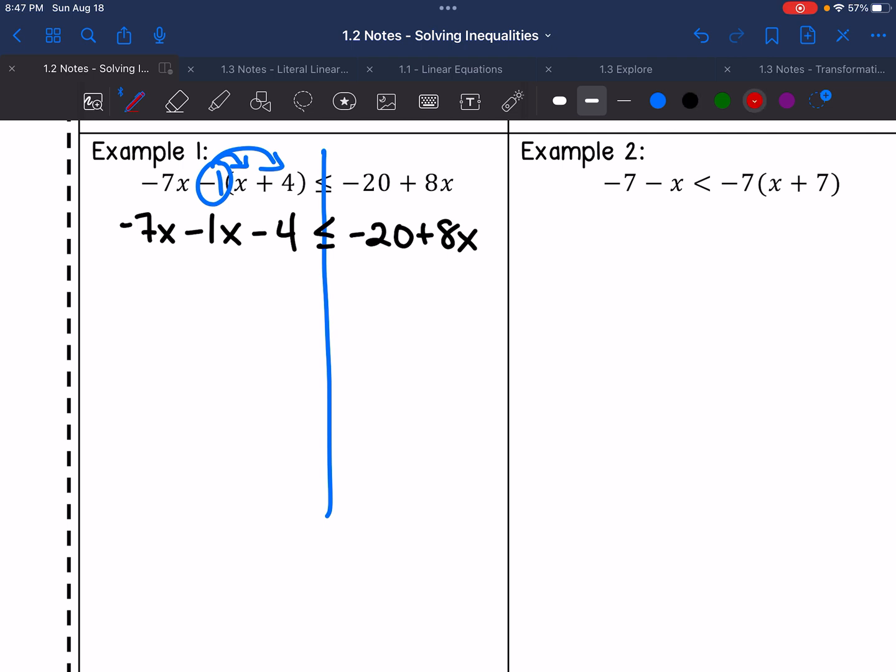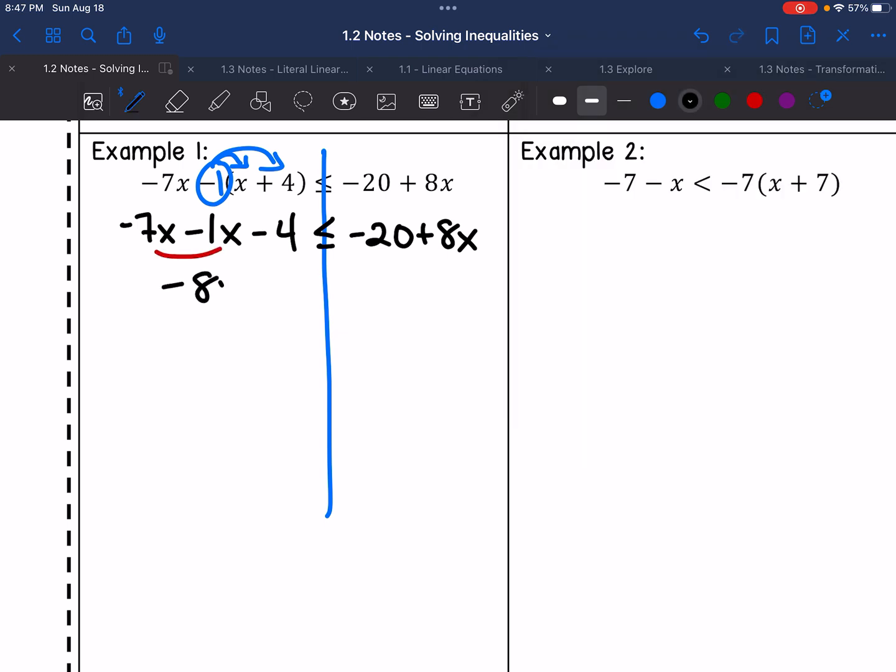All right, now the next thing is to combine like terms on each side. Looking over at the left, I see that I have -7x minus 1x. So that together makes -8x. Okay, we'll change colors.